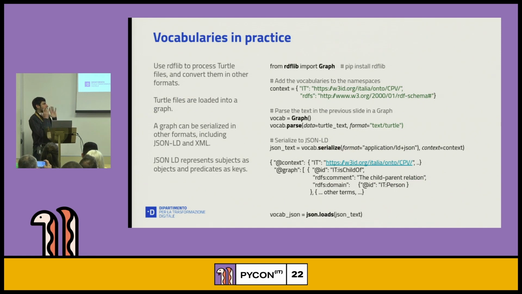So I can process vocabularies with Python. I can use rdflib to load a vocabulary. Vocabularies are loaded into something named a graph. But why a graph? Because every term can be connected to other terms via relations that can be predicated, you end up with something like a knowledge graph. So you have terms connected by relations.